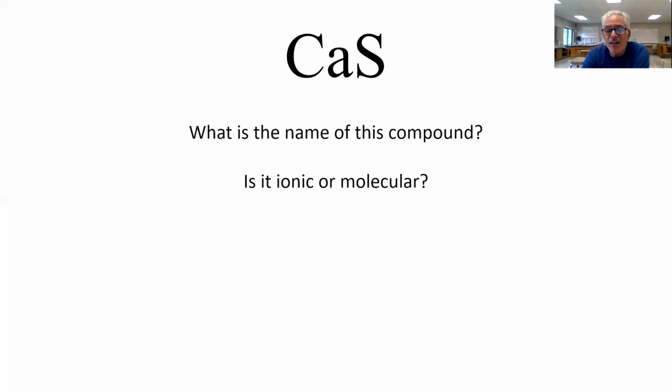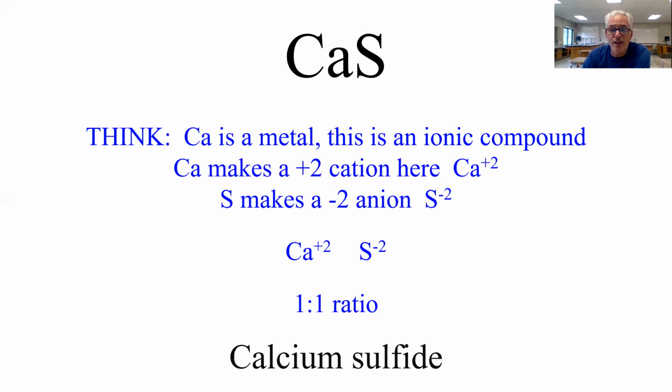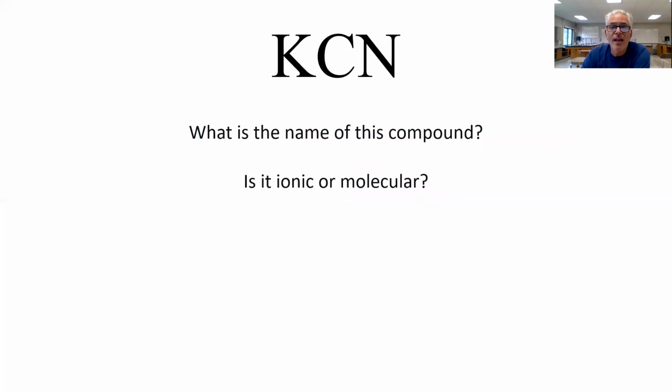CaS, calcium, Charlie Abuso. Ca is a +2. Sulfur is a -2. Calcium, you drink it because you're drinking the ions. You're not really drinking a metal, but it's a metal, so it's ionic, and this is just called calcium sulfide. Simple monoatomic ions bonding together.